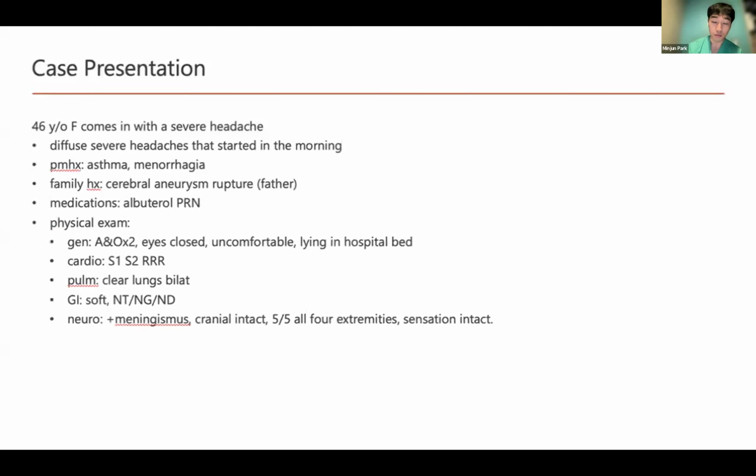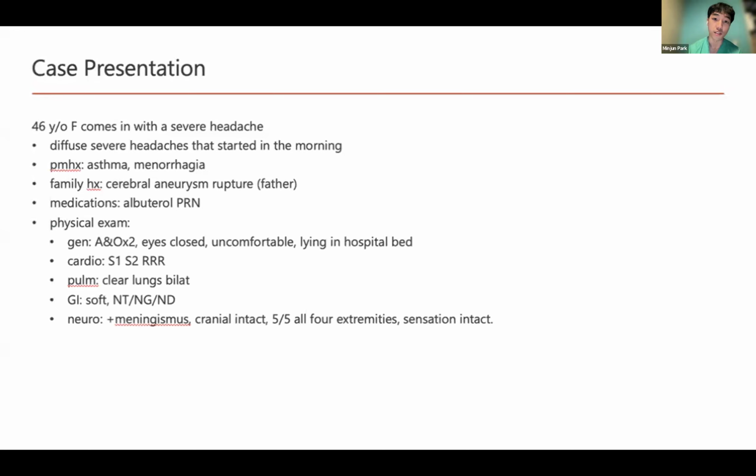The physical exam was mostly benign, except for the fact that she was very uncomfortable, with eyes closed. We didn't see any specific neurological deficits except for meningismus, and her cardiopulmonary and GI exam was grossly normal.